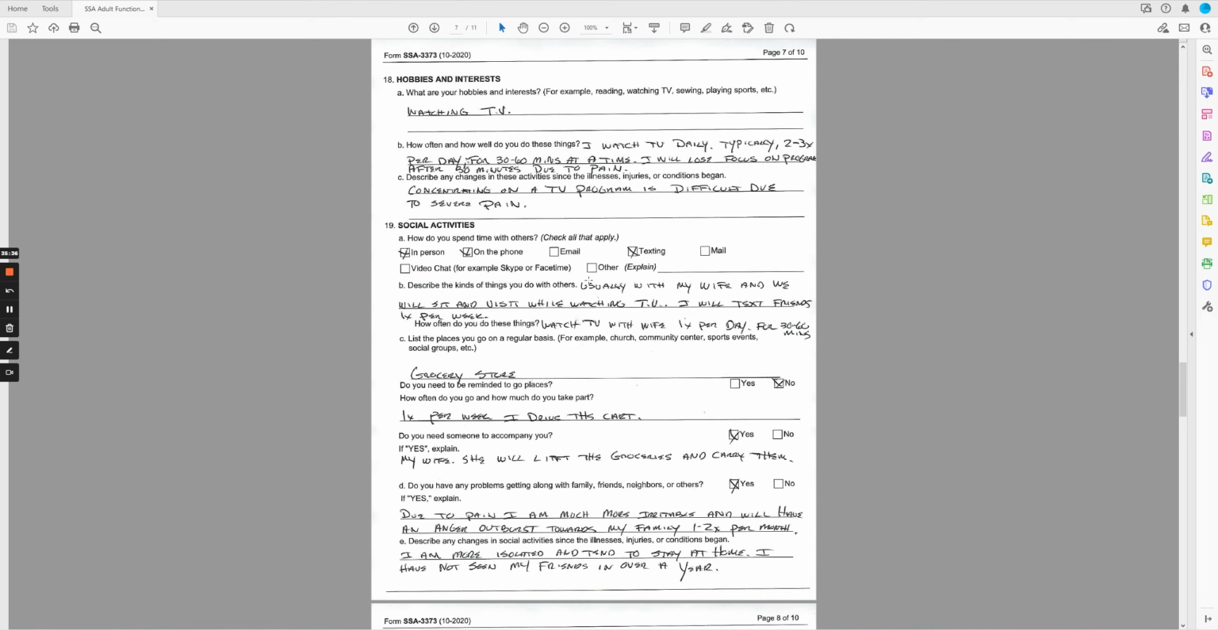So again, here my wife, she's with me. She'll lift the groceries, or I see folks put down their neighbor goes with them, or their cousin or brother or whoever, and they get the help. Okay, so 19D, do you have any problems getting along with family members, friends, or neighbors, or others? If yes, explain. Here I wrote yes.